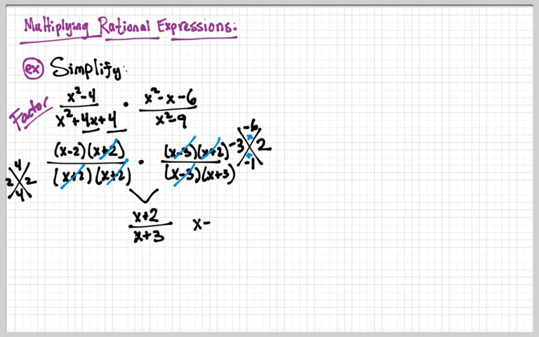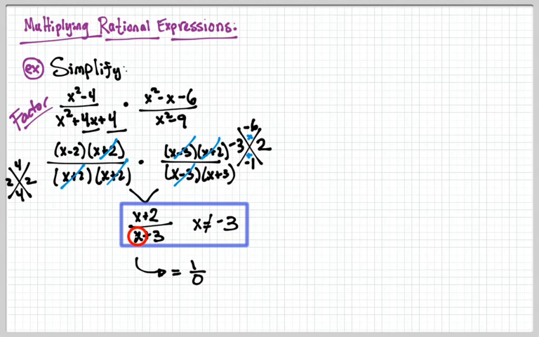However, x cannot equal negative 3 because it will be undefined, with 0 in the denominator. You cannot put negative 3 in here because it will make this whole expression equal to 1 over 0, and that's undefined. Doesn't work. We'll talk more about what this is going to look like graphically, but for now, the algebra is what's important.